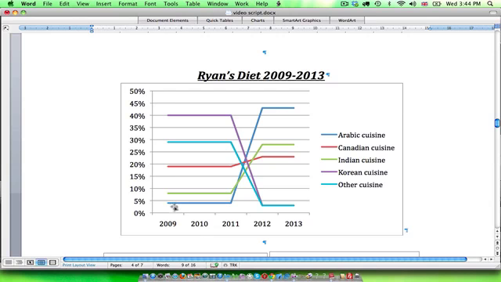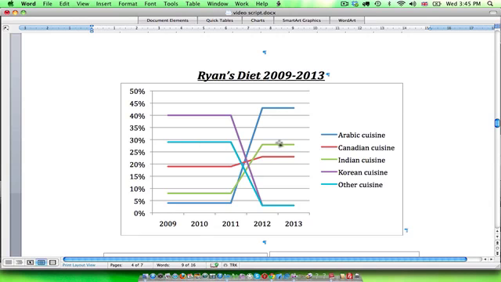Now when we go into talking about the minor and minute details, we might group certain trends together. So for example, Korean cuisine and other cuisine, they both start with a plateau, and then they both fall to the same figure between 2012 and 2013. So we would group these when we talk about them. These figures we would also group. This is Indian cuisine and Arabic cuisine, because they start low at a plateau and then they both jump higher in 2012.